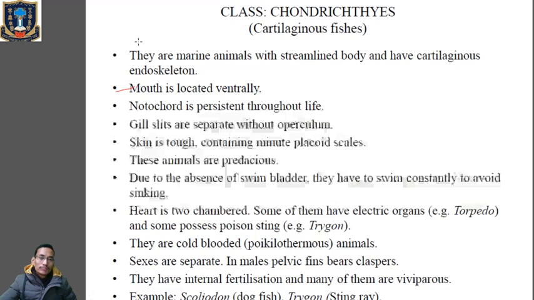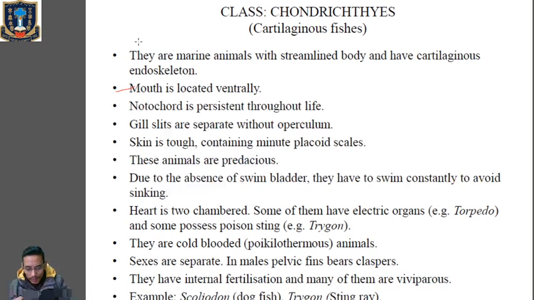Next, the skin is tough and contains minute placoid scales, and these animals are predaceous, they are predators. They don't have a swim bladder. The swim bladder helps in maintaining buoyancy and helps fishes swim freely in the water, but in these particular fishes the swim bladder is absent. So due to the absence of the swim bladder, these fishes have to swim constantly to avoid sinking.